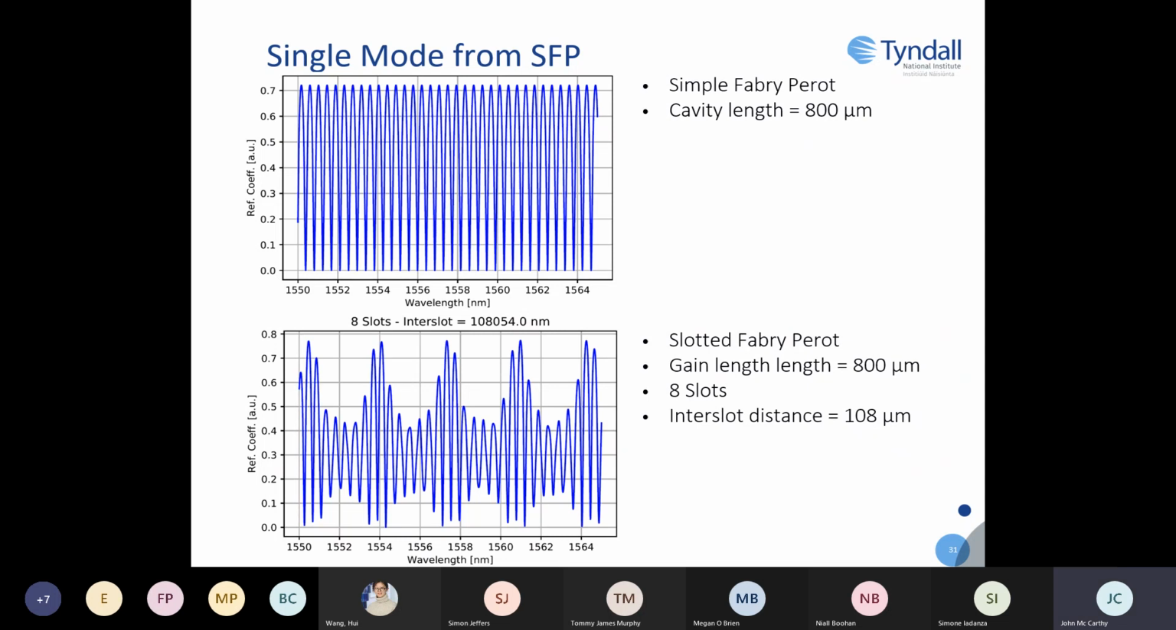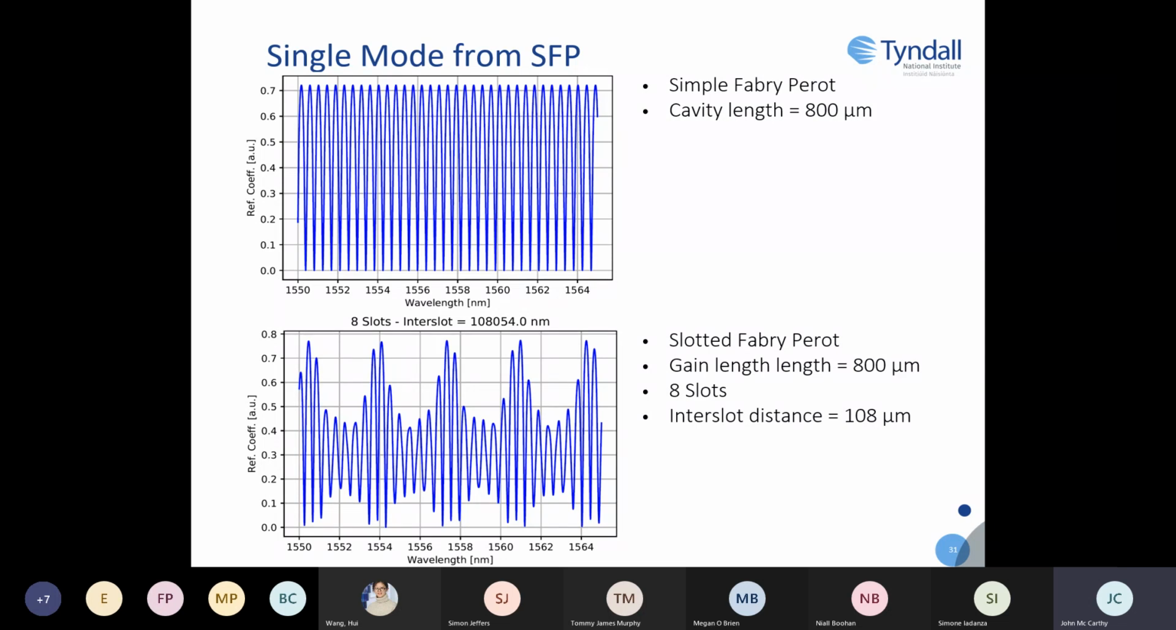So here's a simulation of how the reflection profile of a Fabry-Perot can be changed by introducing these slots. The above plot shows a reflection profile for a Fabry-Perot with a cavity length of 800 microns. The plot below shows the reflection profile of an 800 micron Fabry-Perot region with an additional region made up of 8 slots with an interslot separation of 108 microns.